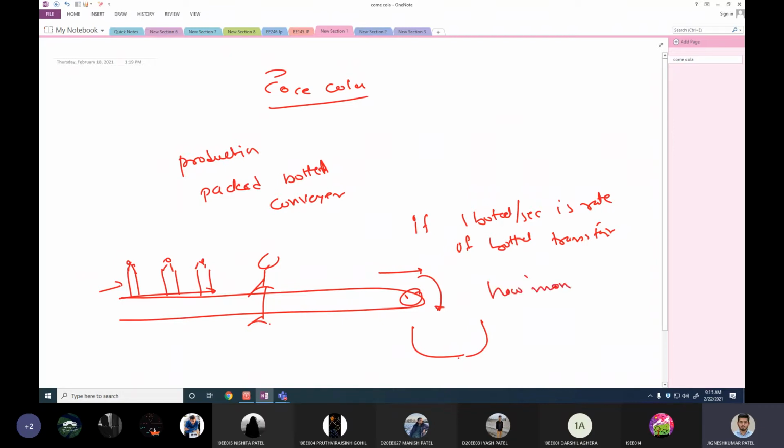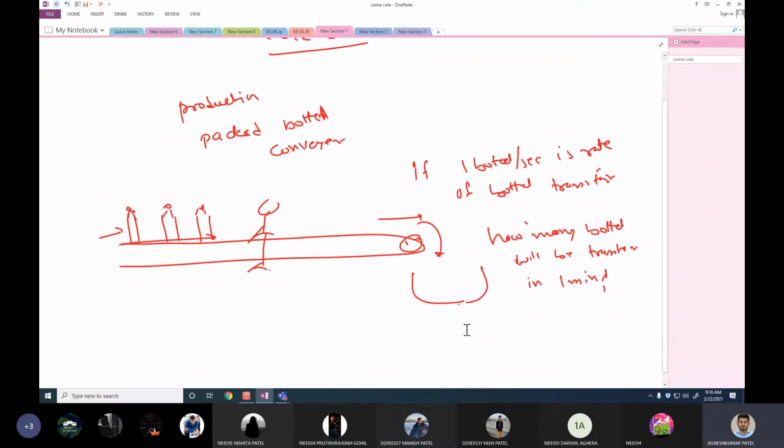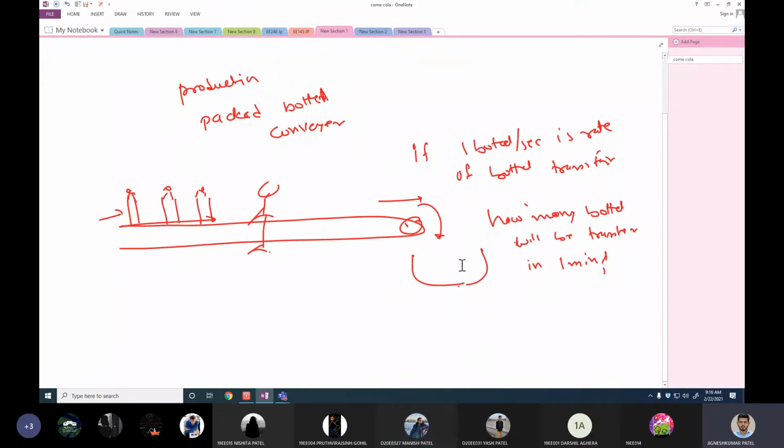Now if I ask you how many bottles will be transferred in 1 minute, what would be the answer? If this is the rate, what will be the number of bottles dropped here in 1 minute? Can anyone answer? That's a very easy question, very basic math. 60. Correct. So 60 bottles will fall inside here. Why? Because if it is one bottle per second, and we have 60 seconds, there would be 60 bottles.